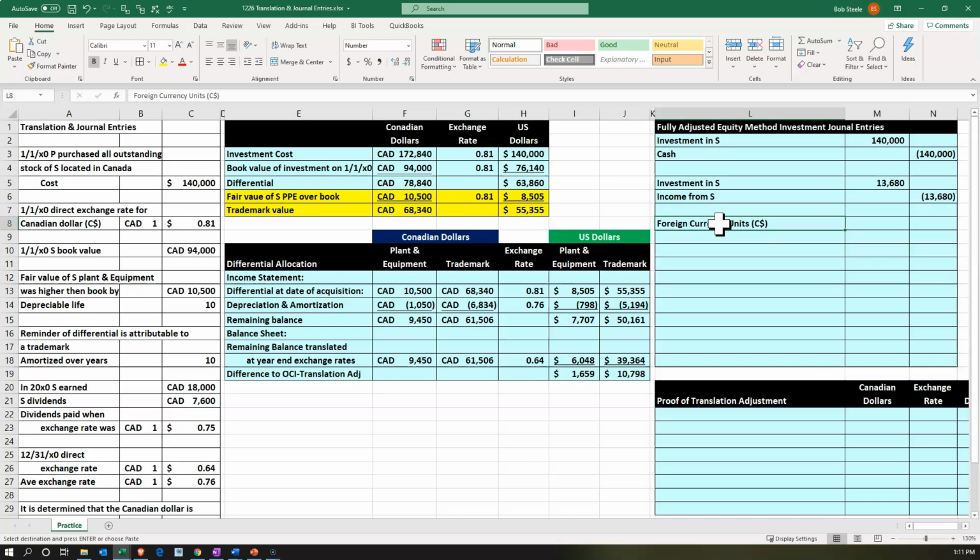It's just like if we had stocks or something like that, we're recording the units of Canadian dollars that we're holding on to, that we will then value in terms of the US dollar. And then the other side, the investment in S, is going to be the other side.